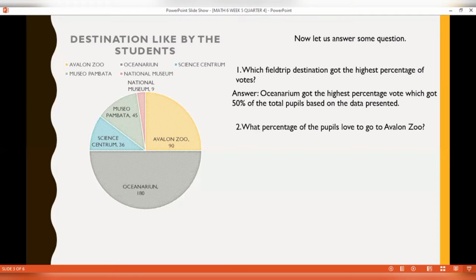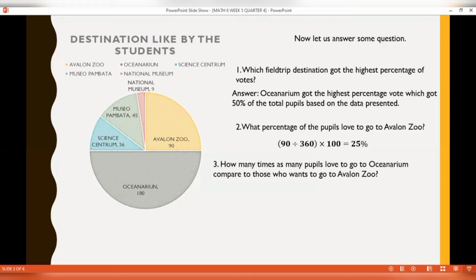Question number 2. What percentage of pupils love to go to Avalon Zoo? So, ito yung Avalon Zoo. Ang tinatanong, ilang percent ng kabuuan yung bumoto sa Avalon Zoo? So para makuha natin yung percentage, we have 90 yung bumoto divided by yung total na bata times 100, and that is equal to 25%. Kapag nakita nyo 25%, 1/4 siya ng graph, so 90 degrees. So what percentage? That is 25%.